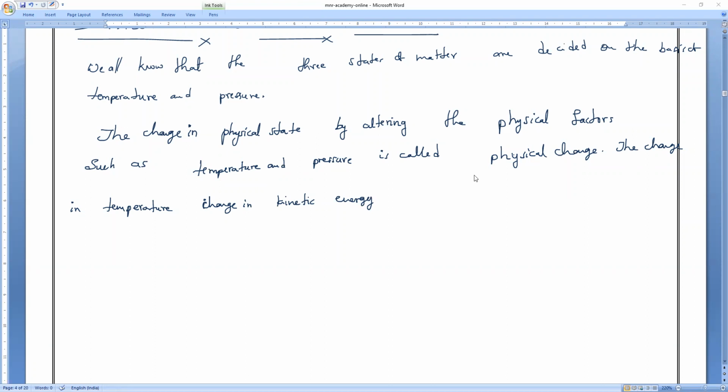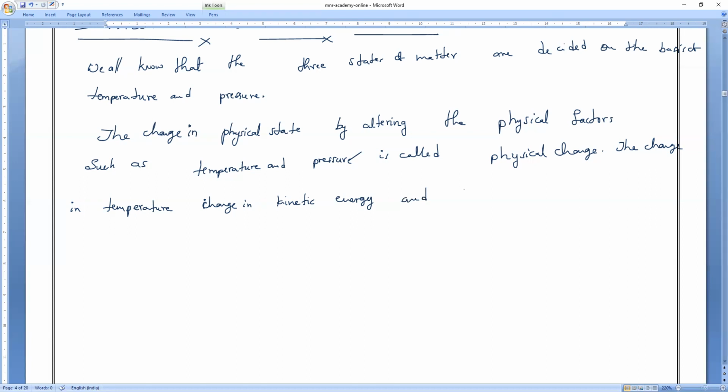So change in temperature, change in kinetic energy, and because the kinetic energy decreases or increases, what will it affect? It will affect one physical quantity. I used to say it starts with a V. I am asking about a physical quantity, not the force of attraction. The change in kinetic energy, and hence there is a change in what? Movement of molecules? Viscosity? Volume.